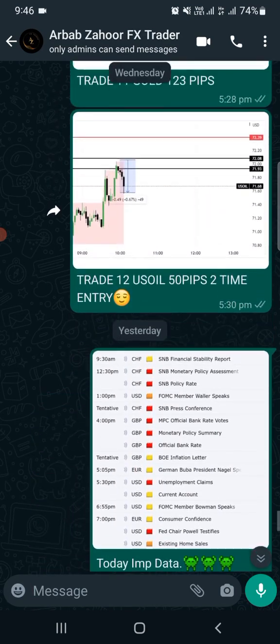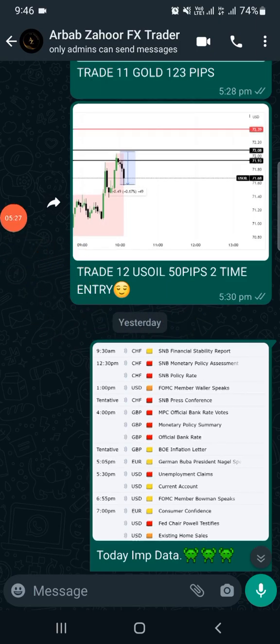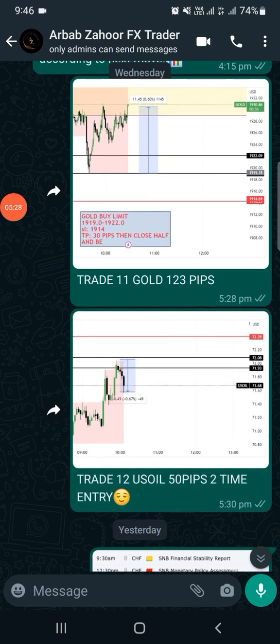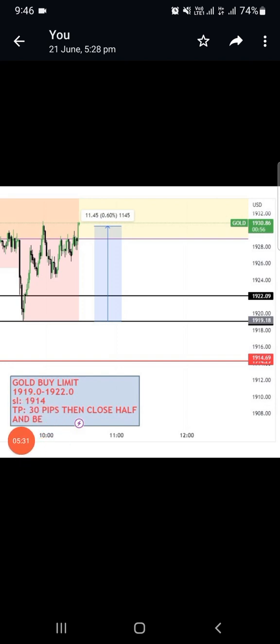Remember, 20-30 pips I always write in every trade. Remember, once it reaches 30 pips, then close half your position and move to break even. If you don't know how to close your half position, you can comment, I will make a video on that one as well. So make sure you follow all the steps one by one.